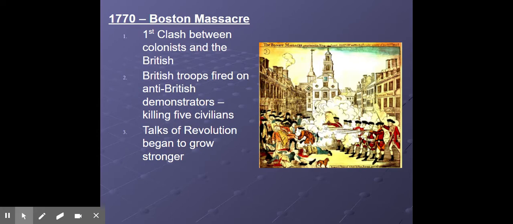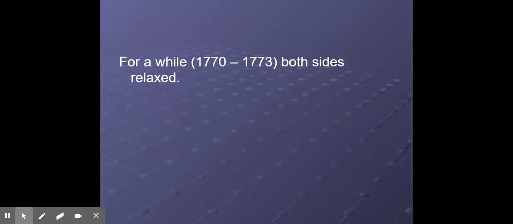Now, after this event, as horrific as it is, things calm down. From 1770 to 1773, both sides take a step back and say, whoa, it's gotten real. Okay, it's gotten serious. We need to stop. We need to take a step back. We need to slow down, or we're going to be on the road to war.